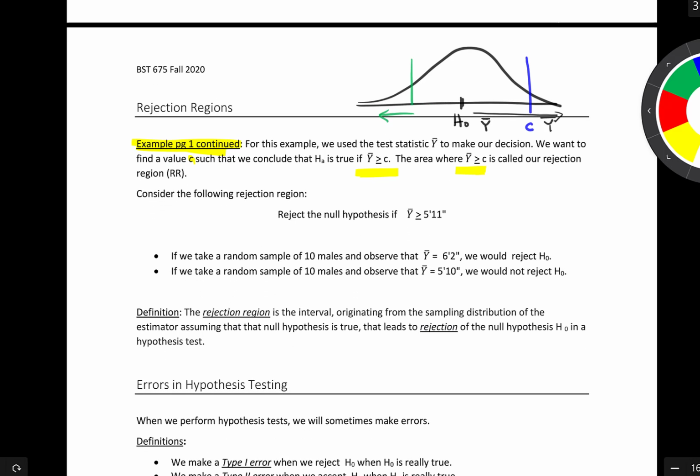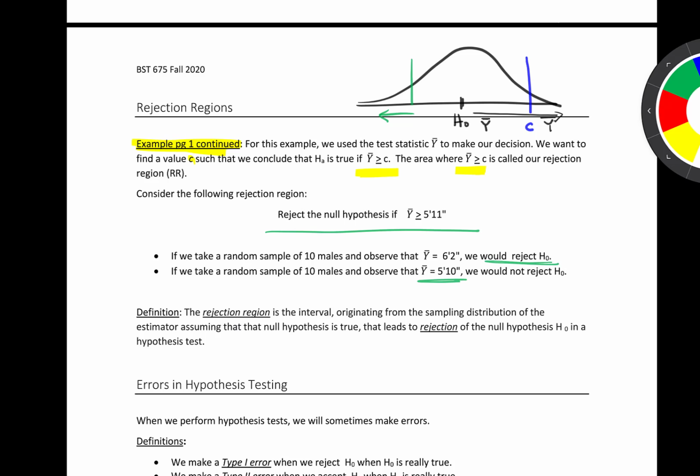So we can consider the following rejection region, and it says we're going to reject the null hypothesis if y bar is greater than 5 foot 11 inches. So again, we're still looking at that example from page 1. And the idea is if we take a random sample of 10 males and we observe that y bar is equal to 6 foot 2 inches, then we would reject the null. That's because y bar has fallen into that rejection region, whereas if y bar were equal to 5 foot 10 inches, we would not reject the null.